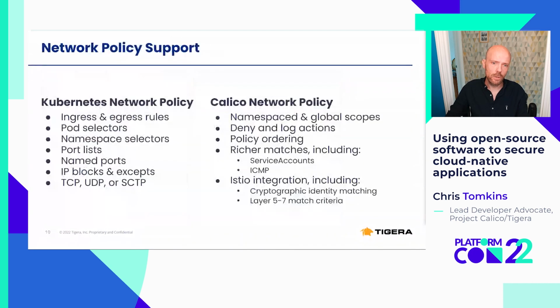I could spend a lot longer talking about this slide, but broadly, given the amount of time we have, you can consider that Kubernetes network policy offers those features in the left-hand column, and Calico network policy adds on a load of other features: namespace and global scopes, deny and log actions, policy ordering, richer matches, and layer 7 policy. I could drill into each of those, but given the timescales, I'm going to just focus on how important namespacing and global scopes and denies are.